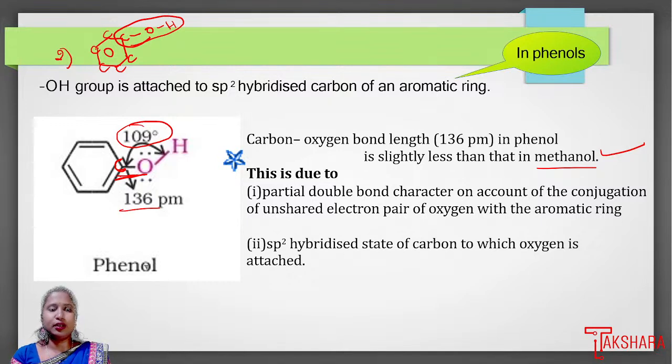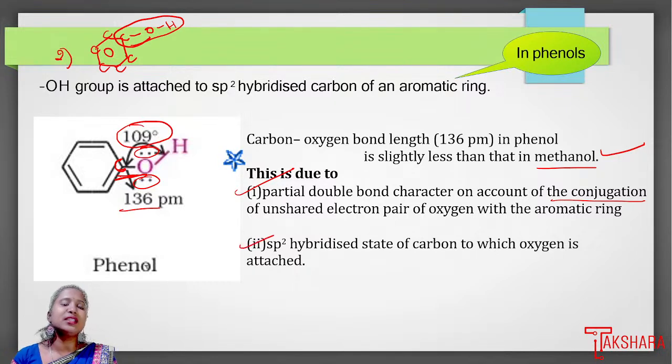Here, what lone pair of electrons is present on the oxygen? That lone pair of electrons is not going to be shared with the benzene ring, because the benzene ring is undergoing conjugation. So we say the unshared pair of oxygen is in conjugation with the aromatic ring. This is one reason why the phenol OH group is attached to the sp2 hybridized carbon of an aromatic ring, which shows a bond length much less than that of the aliphatic C-OH bond.